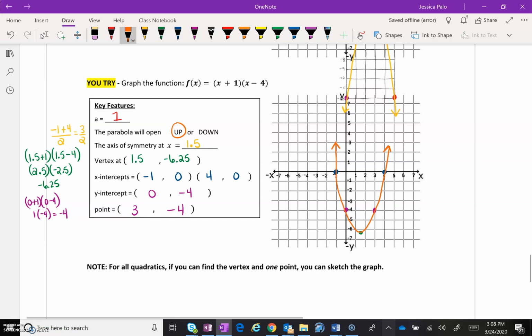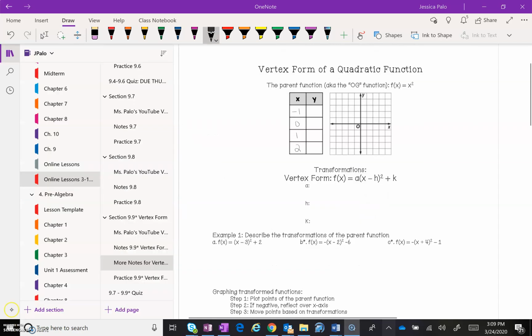Alright, and those are your notes for graphing in standard form, vertex form, and factored form. Now, I do have some more notes on the next page down that we are also going to do a bit of. This notes page is called More Notes for Vertex Form, and we are going to do some transformations in vertex form. So the first thing we're going to look at is the parent function, aka the OG function, which is f of x, or y, equals x squared, and that's it.